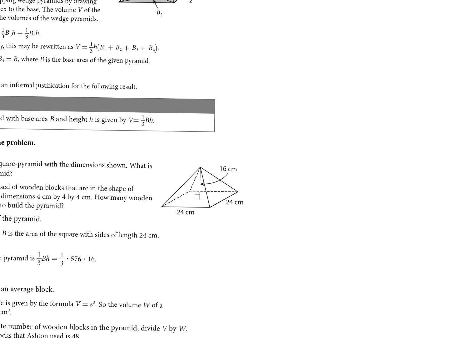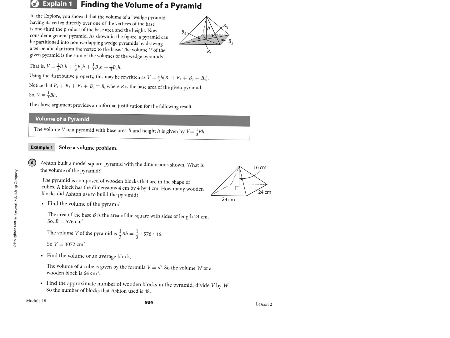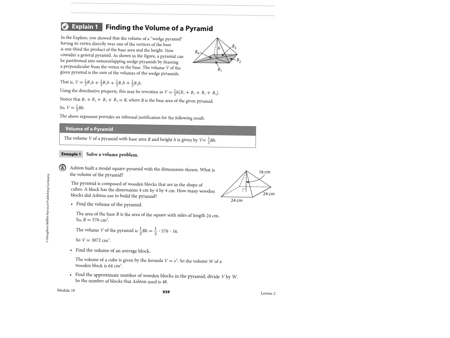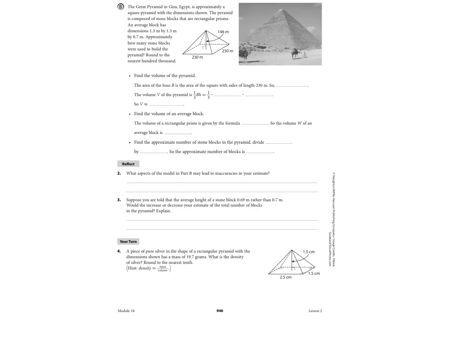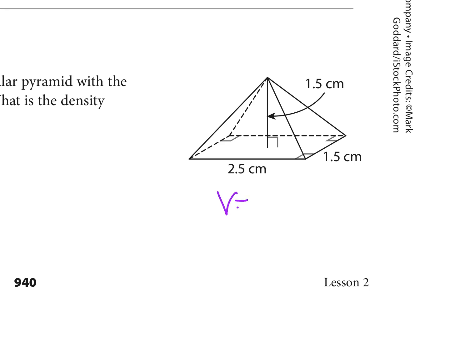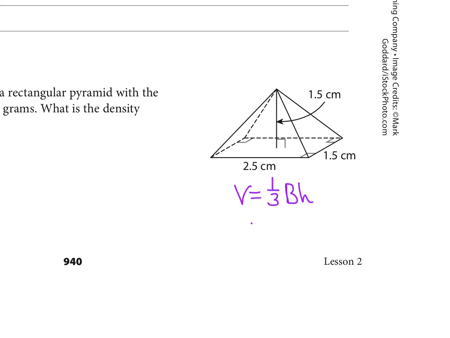A pyramid, we're adding the 1/3. And I guess there's a formula for it. Now it's a pyramid, so volume equals 1/3 area of the base times height. My base is a rectangle, so 2.5 times 1.5, and my height is 1.5.